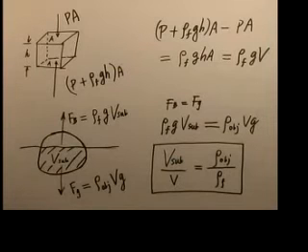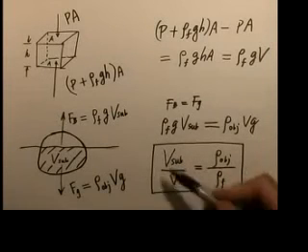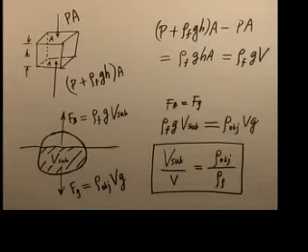A special case, an interesting special case, is when rho object equals rho fluid. Okay, so the object has exactly the same density as the fluid. If that is the case, you throw this object into the fluid, what happens? Well, this ratio has to be equal to 1, right? Which means 100% of that object is below the fluid.